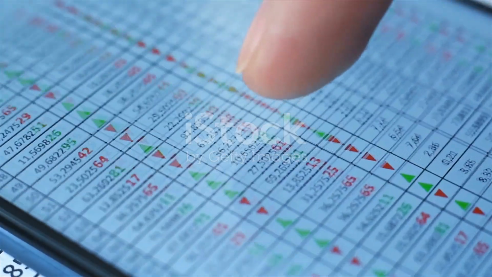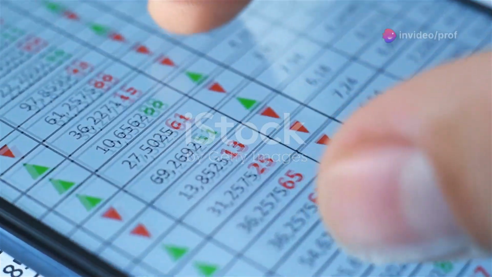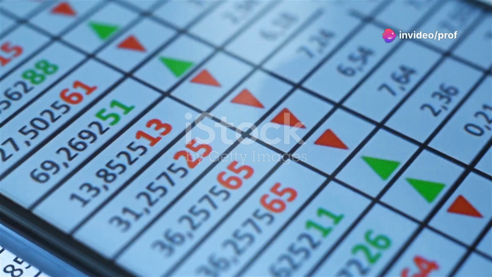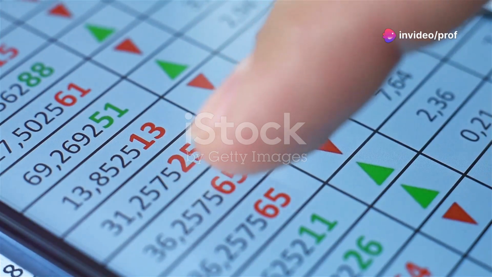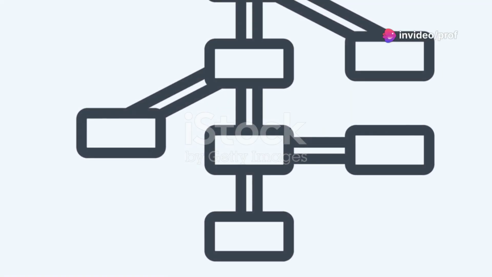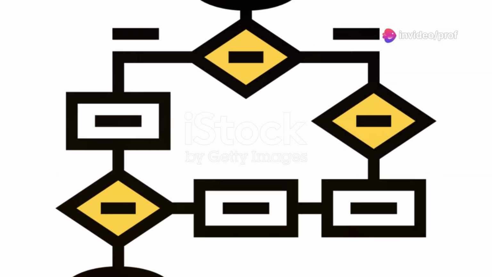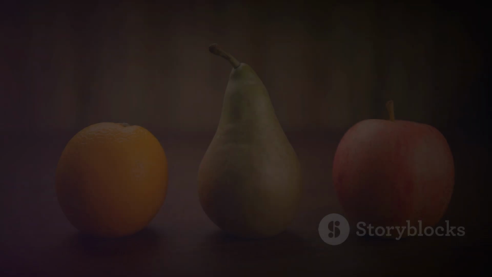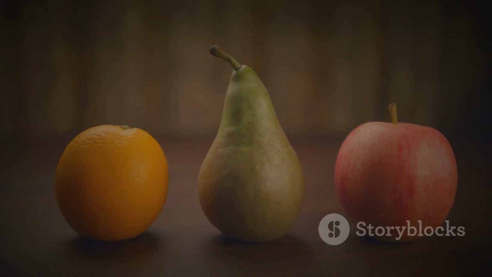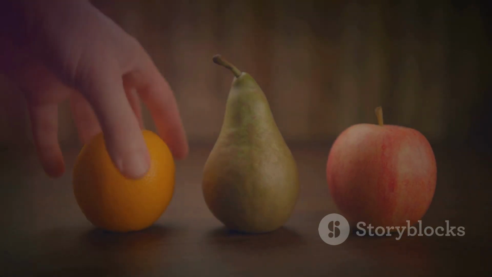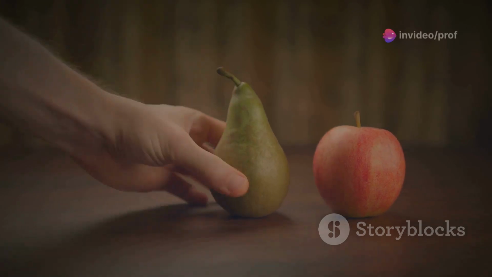Each node represents a test or a question about the data. These questions are designed to split the data into subsets that are more homogeneous. For instance, in our fruit example, the first node might be, is the fruit sweet? This question helps to divide the fruits into two main categories. The branches stemming from a node represent the possible answers or outcomes of the test. Each branch leads to another node or to a final decision. If the fruit is sweet, you might follow a branch that leads to another question, such as, is it a berry? This further narrows down the possibilities.